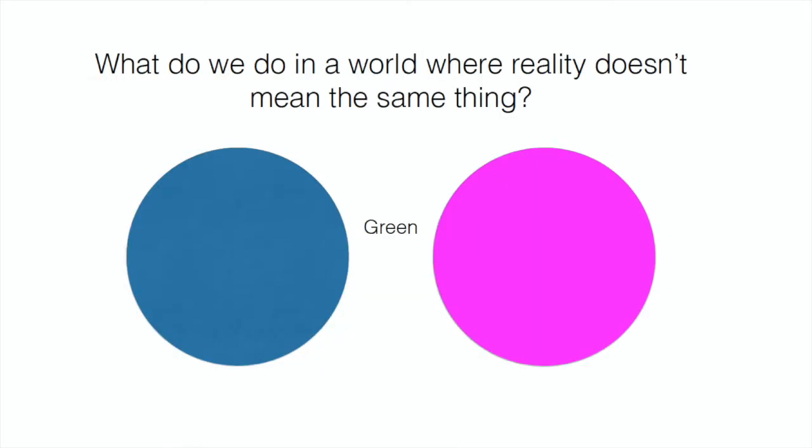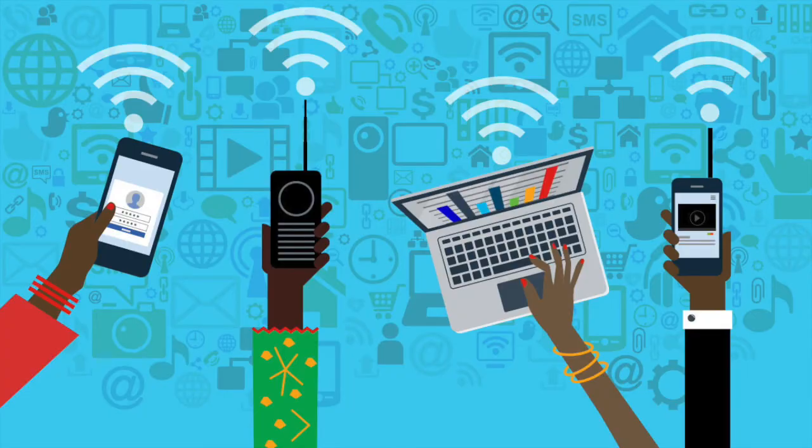What do we do in a world where things don't mean the same thing? And I understand people have always had perceptions throughout history, but everything's ramped up now. Everything's on steroids because of all the overstimulation we have and all the stuff that's coming at us, right? And it can be overwhelming. And technology is neither good nor bad. Technology has no morals, right?